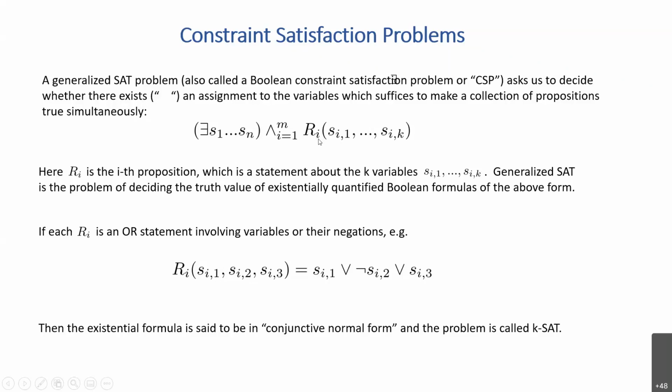here R sub i acts on K of these variables, which is similar to our K-local notion. Call this a clause, R sub i. It acts on K of these variables, and it's some statement about, these two should be true and, or, this should happen. It's just some general Boolean proposition. And then we're asking whether all of these propositions can be simultaneously satisfied for some assignment of these variables. So that's a generalized SAT problem, and you're just required to decide whether it's true or false.